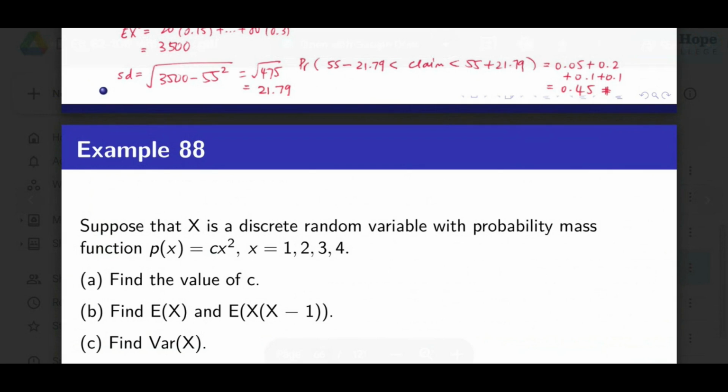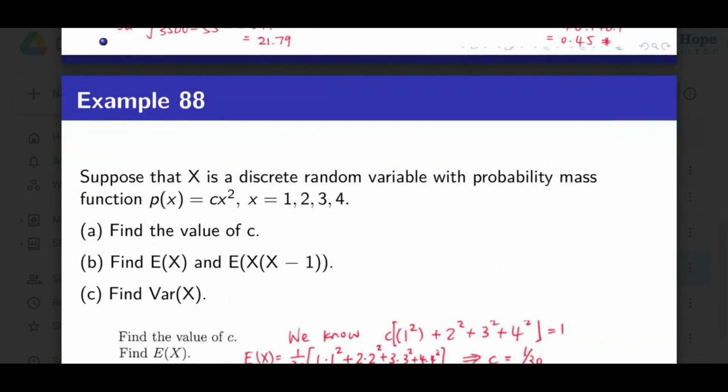Okay, what do you have for C? You should see that you get C by doing this. C times 1 squared, 2 squared, 3 squared sum to 1. So C is 1 out of 30, first of all. And is EX easy to find? Of course. These are the probabilities, right? 1 square over 30, 2 square over 30, 3 square over 30. But why am I doing 1, 2, 3? Because these are the X values.